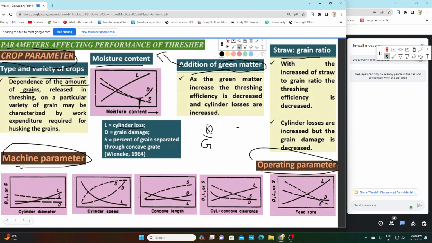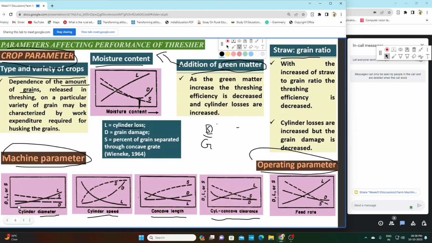Now we have to move to machine parameters. By machine parameters, we will see cylinder diameter, then cylinder speed, then concave length, and last cylinder concave clearance. These are the machine parameters that we are talking about. If I take the first machine parameter, that is cylinder diameter.